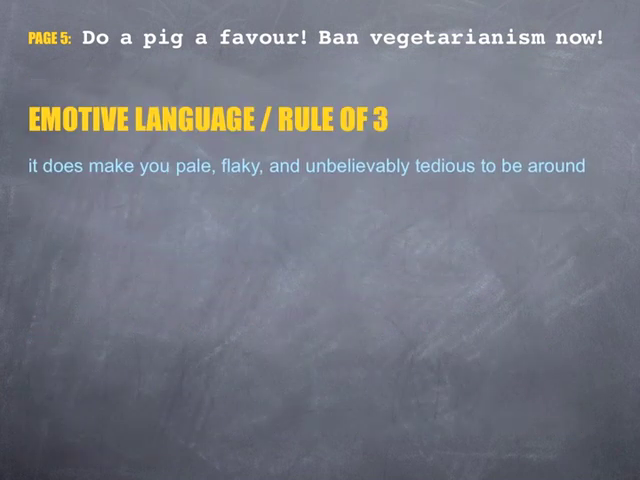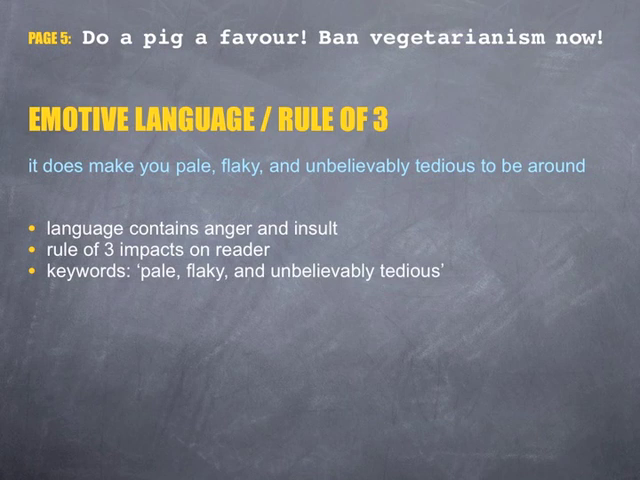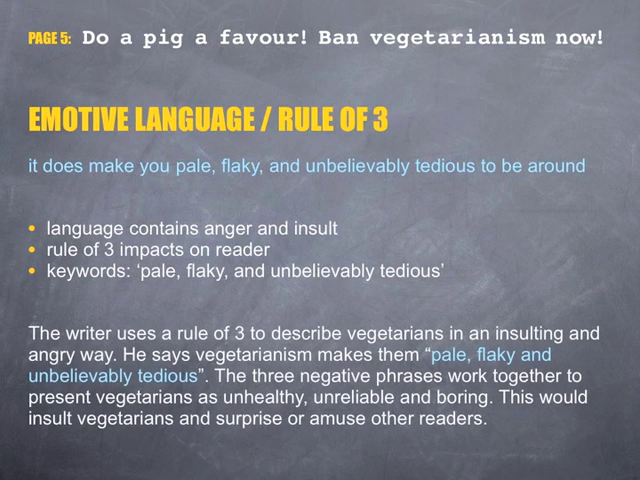Emotive language is any which causes an emotional response in the reader. Here it contains anger at vegetarians and it's designed to insult them. The rule of three impacts on the reader because the three descriptions build up a picture. The rule of three is a useful and well-known psychological technique because our brains respond to sets of three ideas very effectively. So the key words are "pale, flaky, and unbelievably tedious". The writer uses a rule of three to describe vegetarians in an insulting and angry way. He says vegetarians make them pale, flaky, and unbelievably tedious. The three negative phrases work together to present vegetarians as unhealthy, unreliable, and boring. This would insult vegetarians and surprise or amuse other readers.